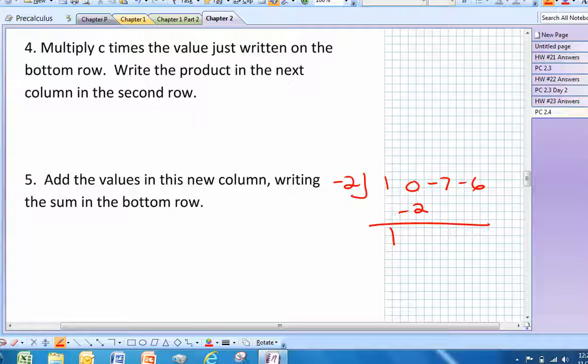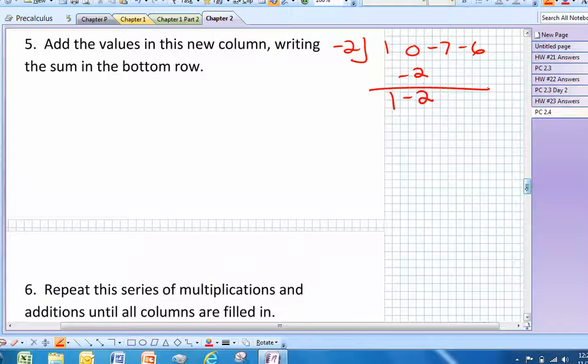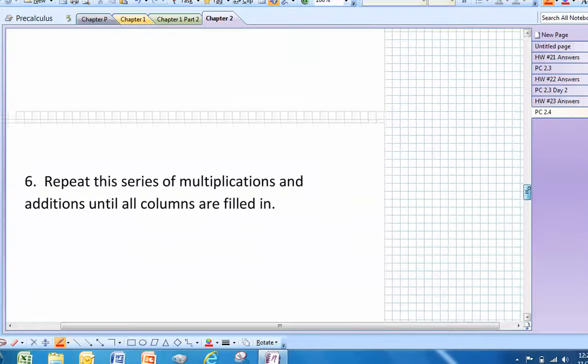So now I'm going to add down. So 0 plus negative 2 is negative 2. And then I'm going to repeat. So negative 2 times negative 2 is 4. Add down gives you negative 3. Negative 3 times negative 2 is 6. Add down gives you 0. So now we repeat it until everything is filled in.